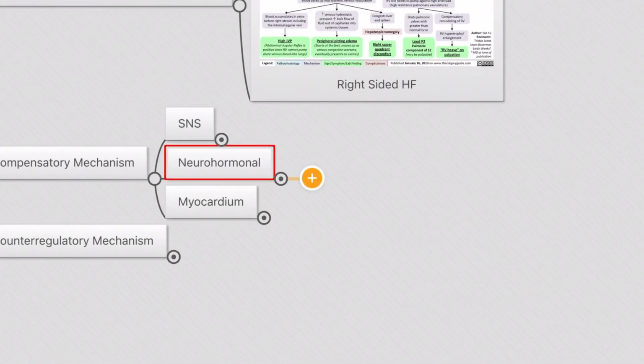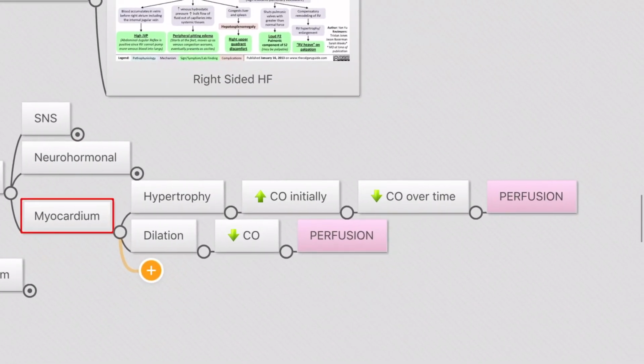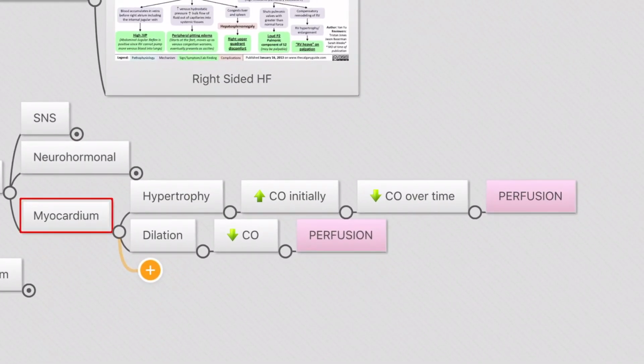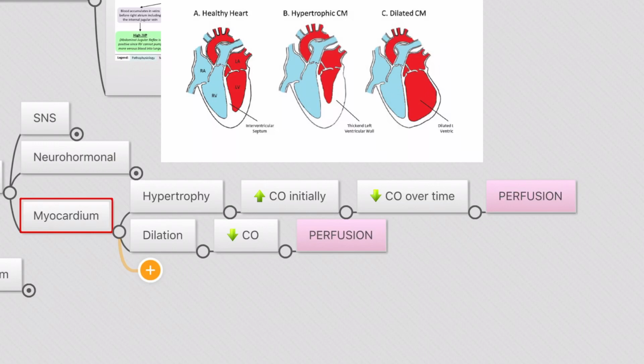We're going to move on to the myocardium. So the myocardium, when the patient has heart failure, is going to lead to hypertrophy or dilation. Hypertrophy initially is going to increase cardiac output, but over time, the cardiac output is going to decrease. Then again, we're going to think about perfusion issue. Dilation, the heart is not going to pump as well because of the dilated heart. So the cardiac output is going to decrease and leads to perfusion issue.